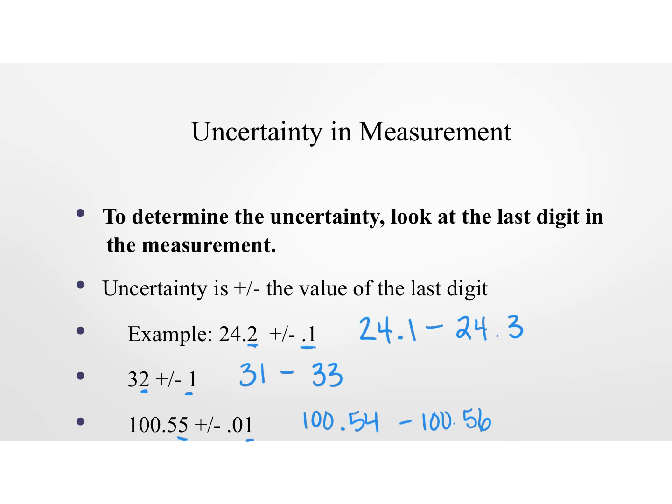So if you look at my 3 examples, I gave you numbers to different levels. Notice this first one I measured to the tenths place. My range is relatively small, right? 24.1 to 24.3 is a pretty small range. This one is only to the ones place. Is 31 to 33 a pretty big range? And if you have a tool that can measure to the hundredths place, this is a tiny range, right? 100.54 to 100.56, that's very little room for uncertainty. So the more digits you can measure, the better. It means the more certain you are about your measurement.